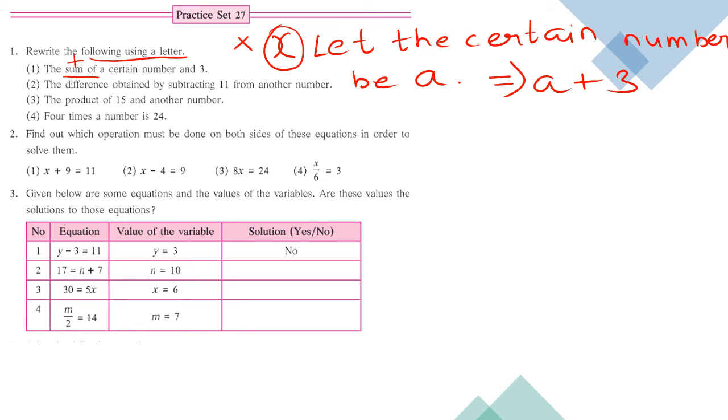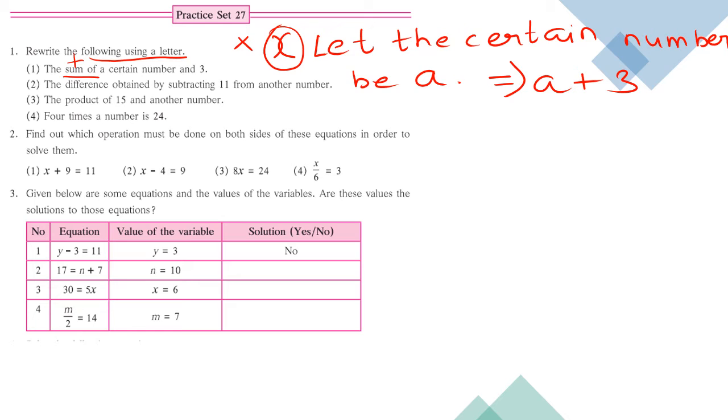The sum of a certain number and 3. So let the certain number be a, and 3. So a plus 3. A can be anything. For example, if you want, you can assume a to be 10, so 10 plus 3 will be 13. But you can't assume. They have not mentioned. Until and unless they mention it, you can't do anything.